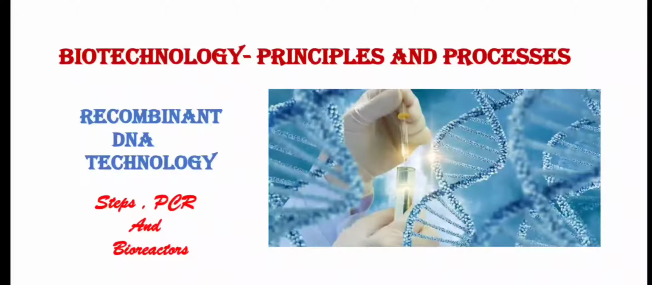Hello everyone, today we will learn about steps of recombinant DNA technology, PCR and bioreactors. These topics are included in chapter Biotechnology Principles and Processes, which is chapter number 11 in 12th class biology book. Let's start it.